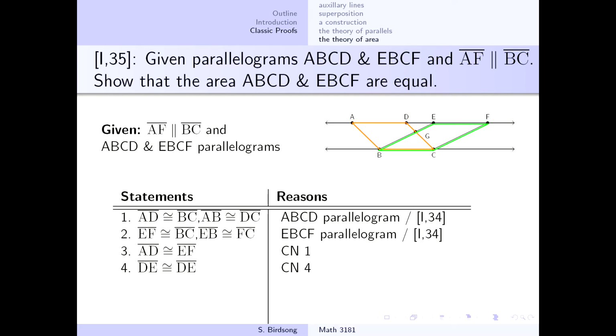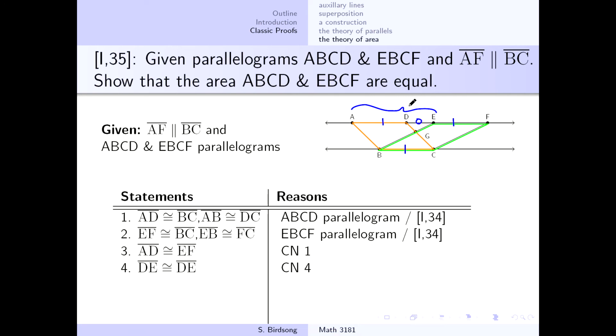Now, I'm also going to claim that DE is congruent to itself. So here's DE. Now, you may not notice why yet, but it'll be apparent in just a second. And actually, let me just go ahead and tell you. The reason here is we're going to start looking at adding lines. Specifically, I don't care about the line segment AD. I want to know about the line segment AE. Similarly, I don't care about the line segment EF. I care a lot about the line segment DF.